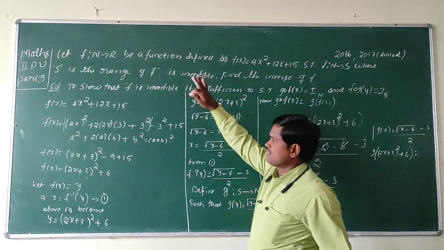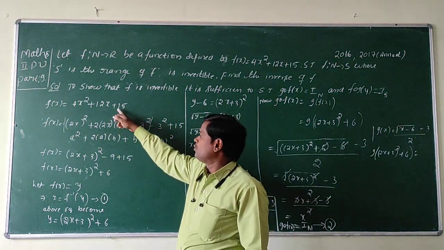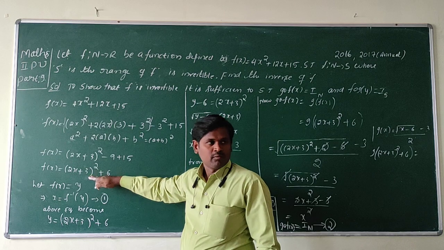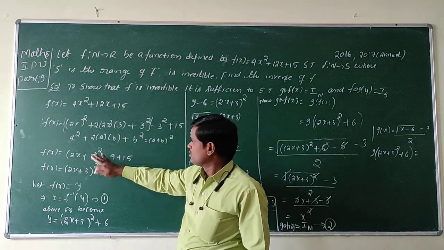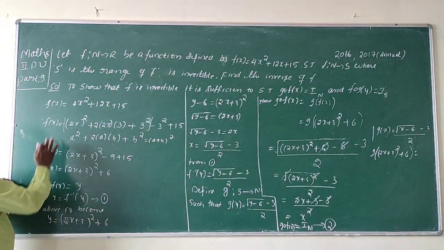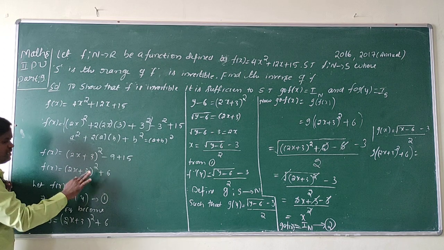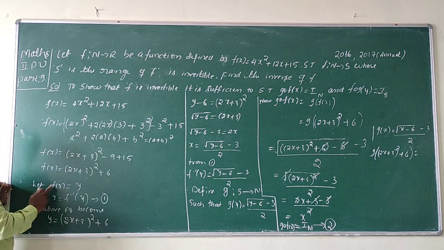Okay, so the given equation is 4x squared plus 12x plus 15. We are going to change it to another form. We are going to write the given f of x in another form. Without loss of generality, I am writing this as 2x plus 3 whole square plus 6. This is for our convenience only. Next, take f of x equal to y.